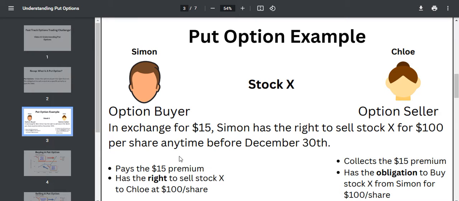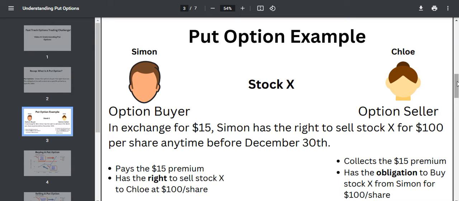So let's look at it from his side of the options contract. He pays a $15 premium to Chloe, who's the put option seller, but by being the option buyer, has the right to sell StockX at any point to Chloe at $100 per share before December 30th. In return for selling the put option, Chloe collects a $15 premium from Simon up front as cash in her pocket so she can spend that how she wants. But also, for collecting the money up front, she has the obligation to buy StockX from Simon for $100 per share if he decides to exercise the put option.